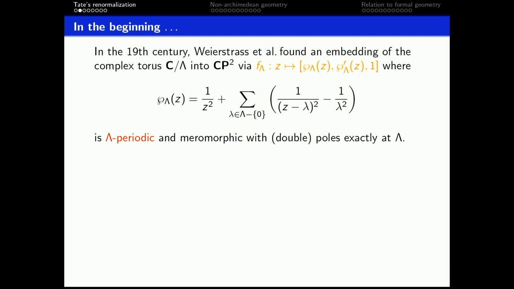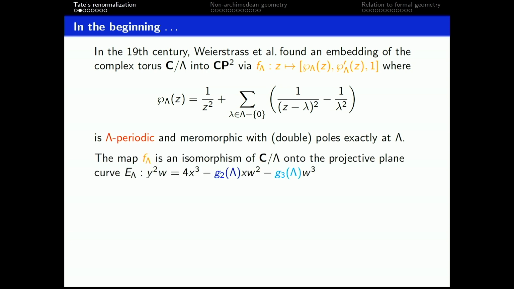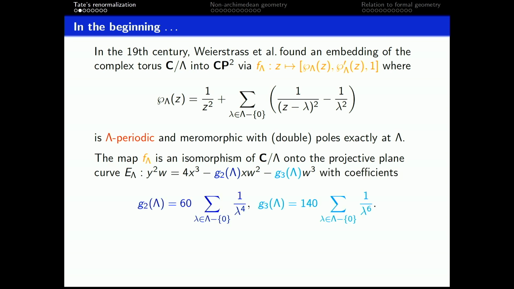Of course, in the beginning, when Weierstrass and others studied elliptic functions, they took a complex torus, C mod lambda, and it was embedded into the projective plane using the ℘ function and its derivative. Here's the usual expression for the Weierstrass ℘ function. And this gives an isomorphism of the complex torus onto this specific cubic curve that has certain coefficients that depend on lambda and are given by these classical formulas.